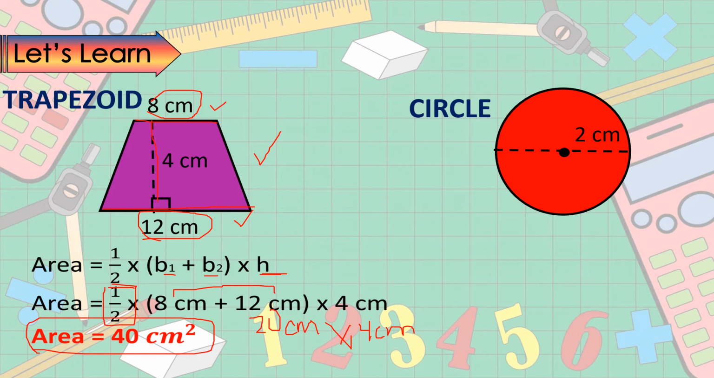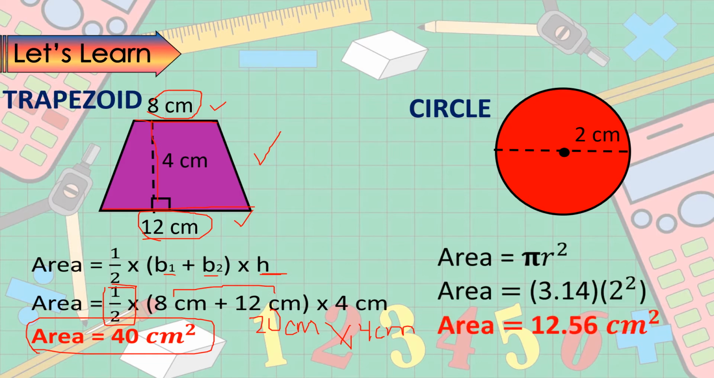For the circle, we have a formula: area is equivalent to pi r squared. This is read as pi. And pi has a constant value of 3.14. So when we say constant, it doesn't change. It is fixed. That's its value. So 3.14. Next, for r, this is what we call the radius. In this circle, our radius is this one.